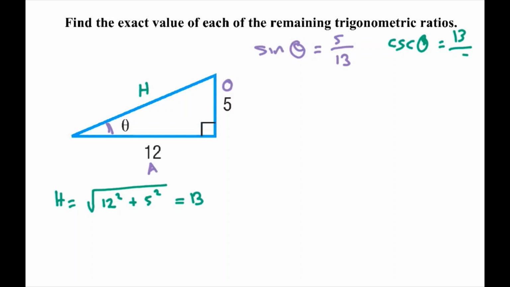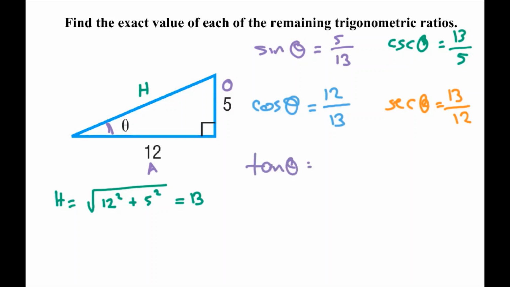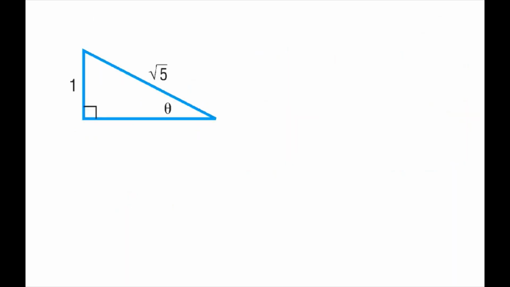Now we can say sine theta is opposite over hypotenuse, and the reciprocal, which is cosecant theta, is the reciprocal. The next, cosine theta is going to be the adjacent over hypotenuse, and the reciprocal secant theta is basically 13 over 12. Finally, tangent theta is the opposite over adjacent, and cotangent is going to be the reciprocal, 12 over 5. One more.